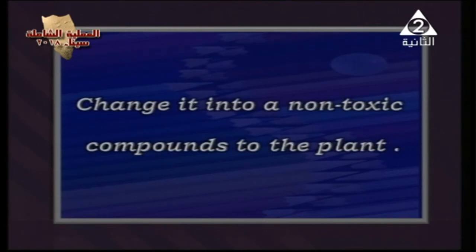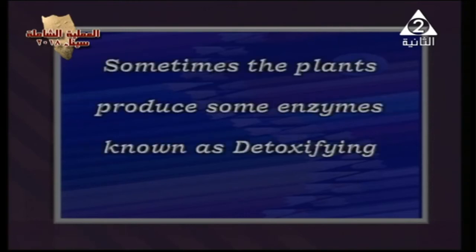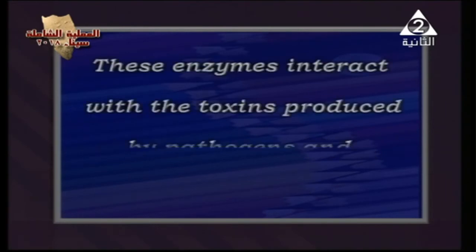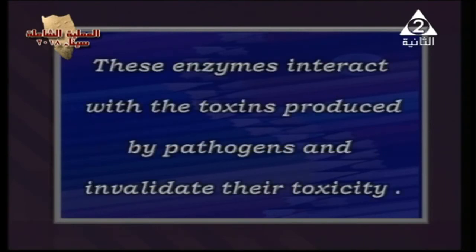So when the pathogen infects the plant, what happens? The plant secretes some substances that combine or react with the secretion of the pathogen and convert it into what? Into a compound non-toxic to the plant. And sometimes the plants produce some enzymes. They are known as what? Detoxifying enzymes. These enzymes react with what? The toxins produced by the pathogens, and invalidate them, stopping their action and their toxicity.